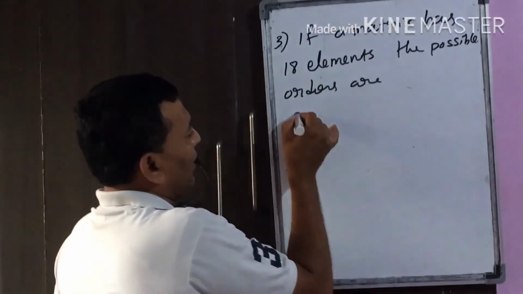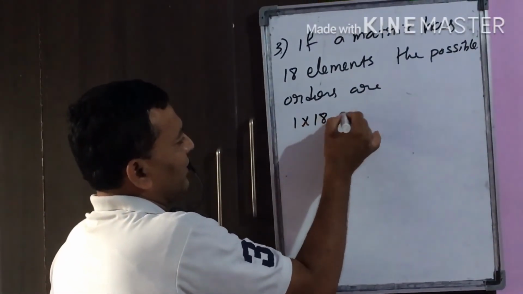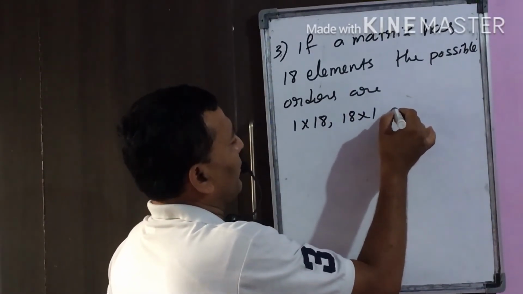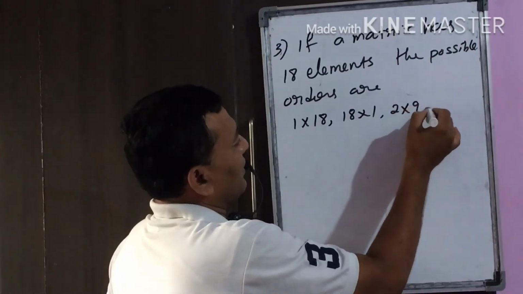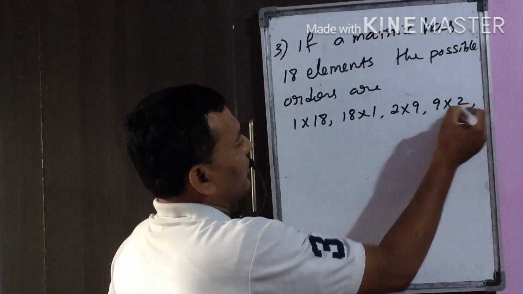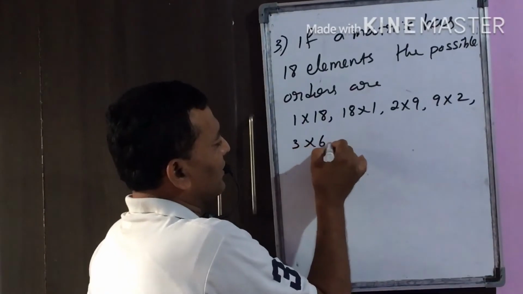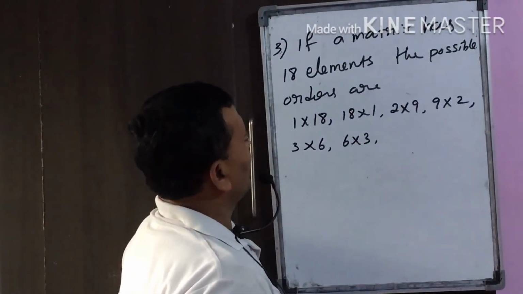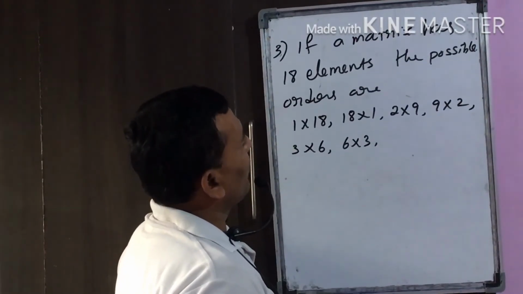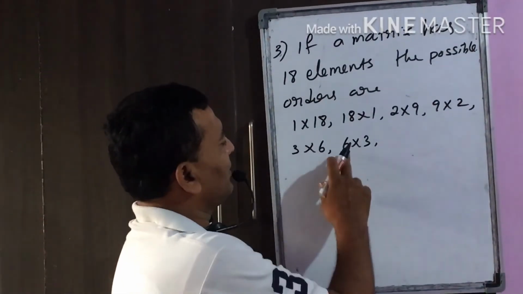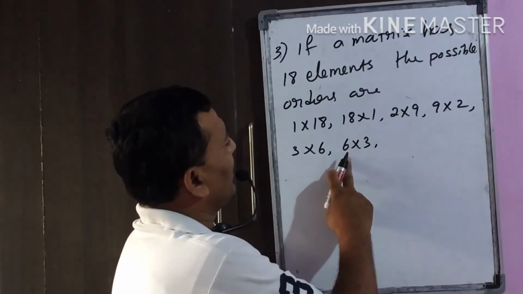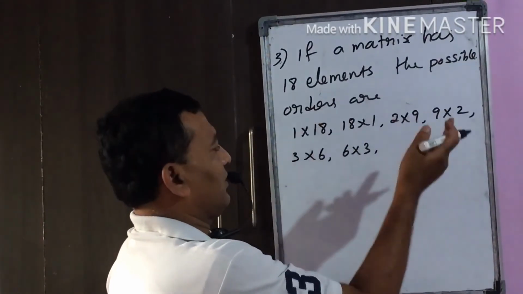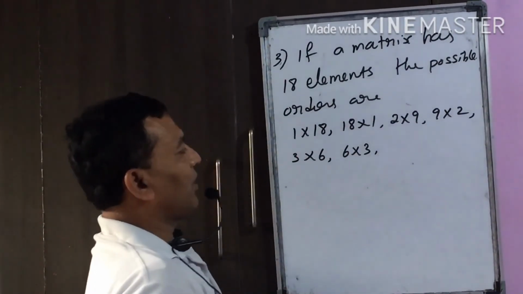It may be 1 cross 18, 18 cross 1. It can be 2 cross 9, 9 cross 2. It can be 3 cross 6 or 6 cross 3. It will not divide by 4, it will not divide by 5, 6 we already finished, 7 no, 8 no, 9 we already written. Next it is 18, which we already written. These are the possible orders.